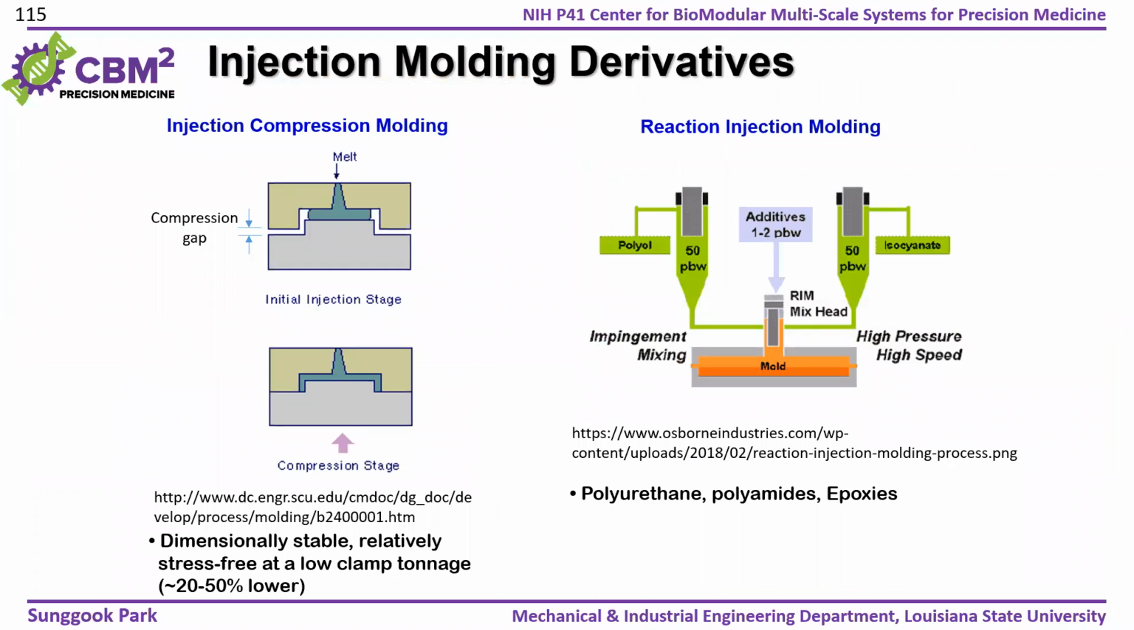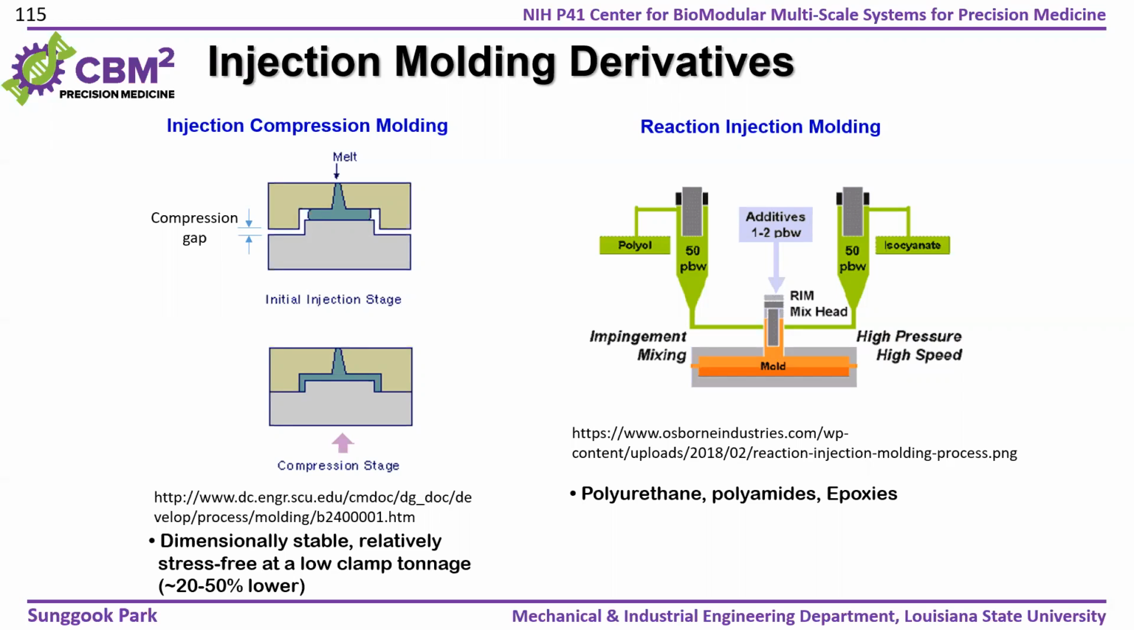And there are also some injection molding derivatives. What KU has is injection compression molding. This is very much the same as injection molding, so you inject the molten polymer through this hole here, but at the same time you compress so that it fills the mold cavity in a more efficient way. And this is actually injection compression molding.